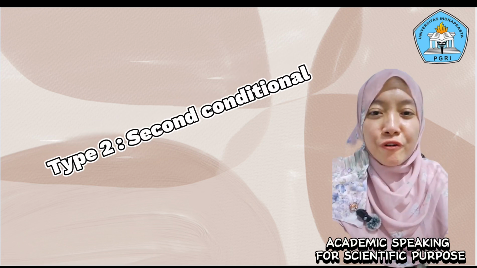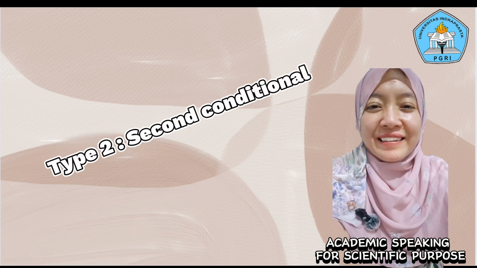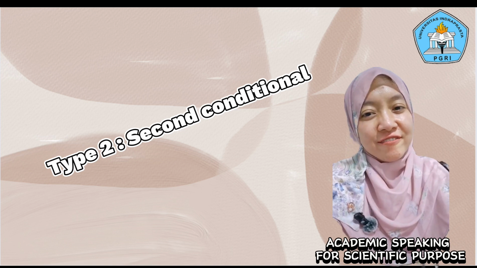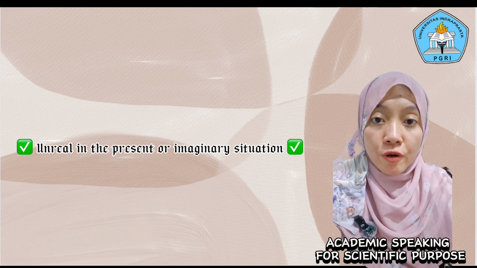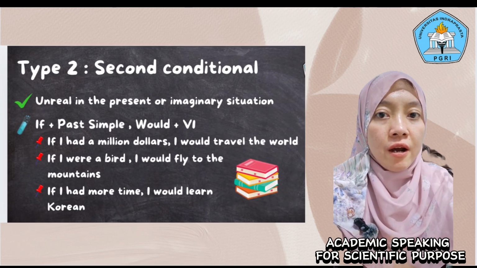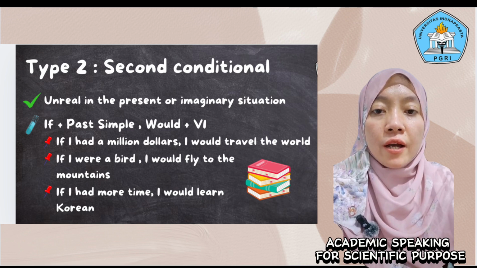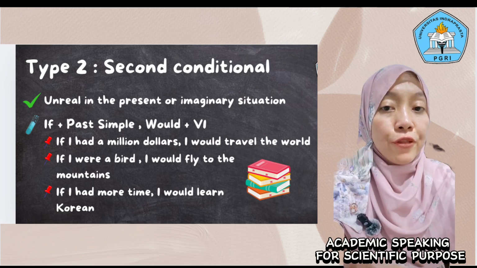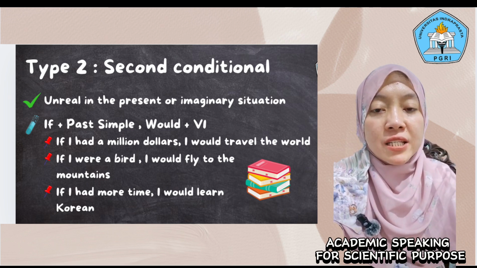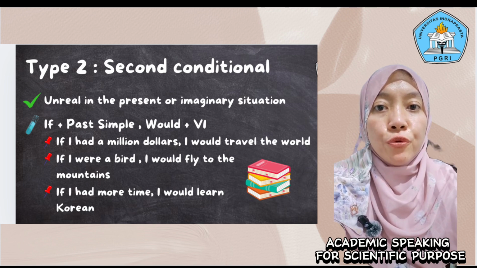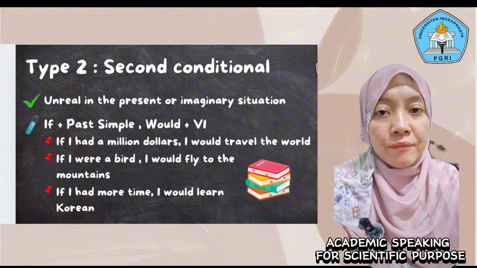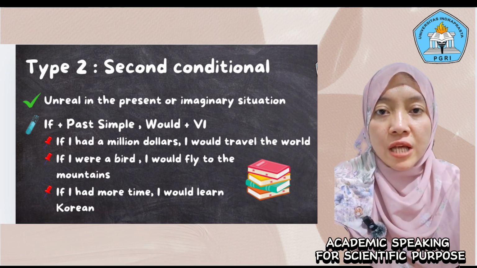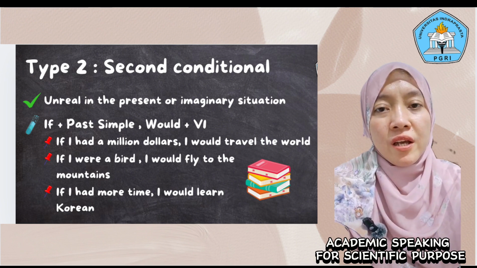Now, let's move on to type 2, the second conditional. We use this for unreal or imaginary situations in the present or future, things that are not real but that we like to imagine. And the pattern is if plus past simple for the condition and would plus base form of a verb for the result clause. For example, if I had $1,000,000, I would travel the world.